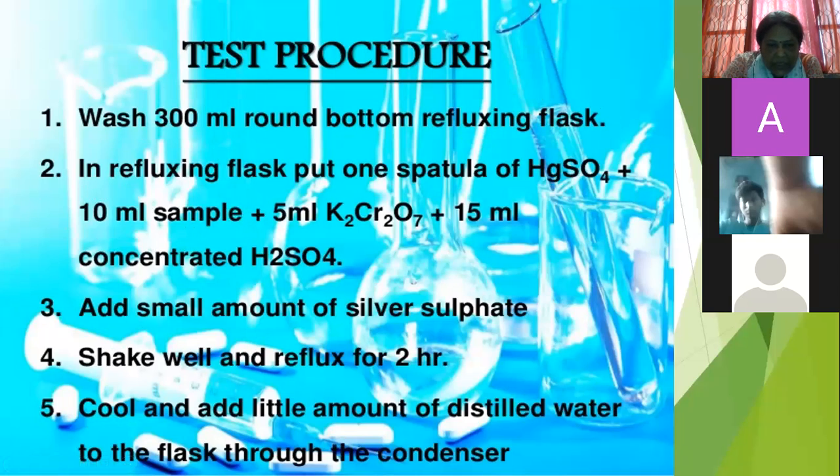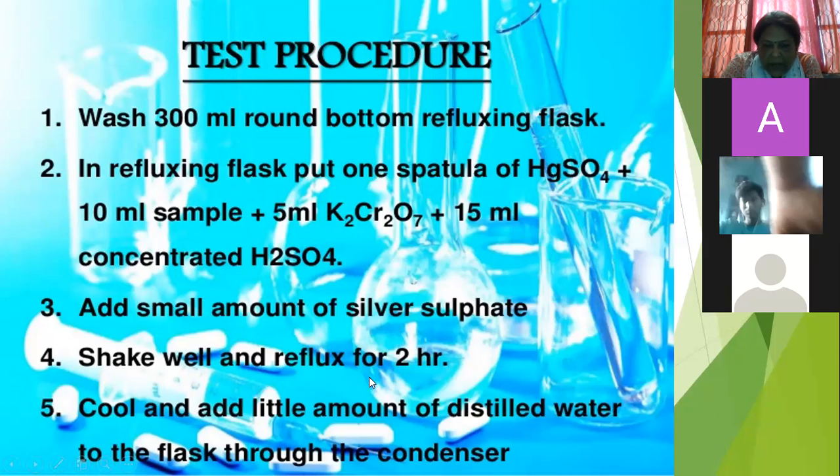If it is a 10 ml sample, it should be mixed with 5 ml of potassium dichromate and 15 ml of concentrated H2SO4, along with about 1 gram of mercurous sulfate. Then again, around 1 gram of silver sulfate should be added. This will enhance the refluxing process. Then shake well and reflux for 2 hours.